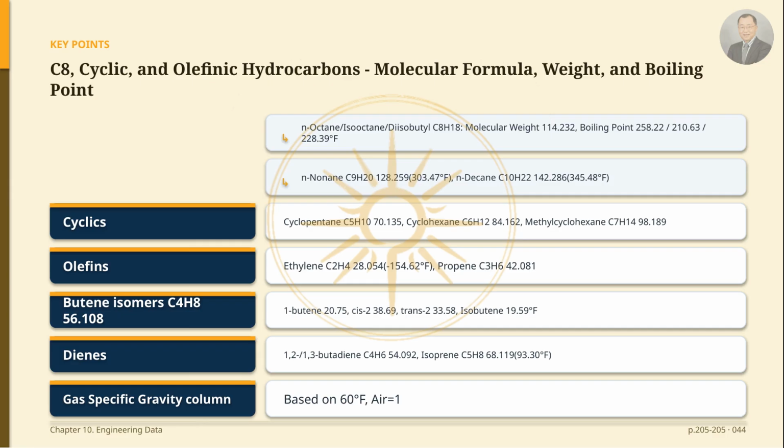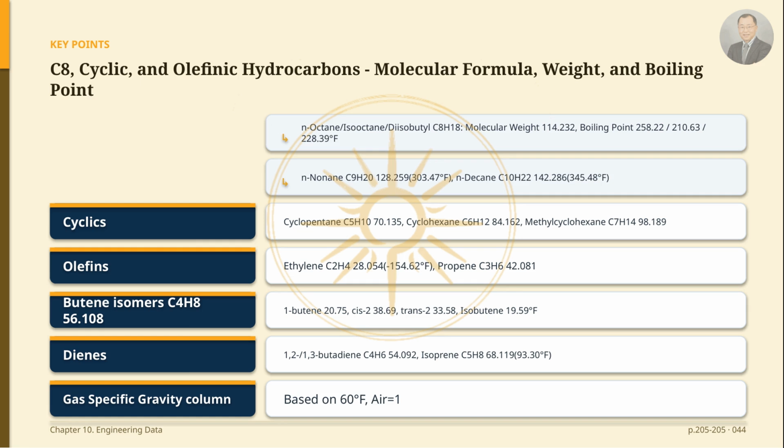N-nonane is C9H20 with a molecular weight of 128.209 and a boiling point of 303.47, and N-decane is C10H22 with a molecular weight of 142.286 and a boiling point of 345.48. For cyclic hydrocarbons, cyclopentane is C5H10 with a molecular weight of 70.135. Cyclohexane is C6H12 at 84.162. And methylcyclohexane is C7H14 at 98.189.